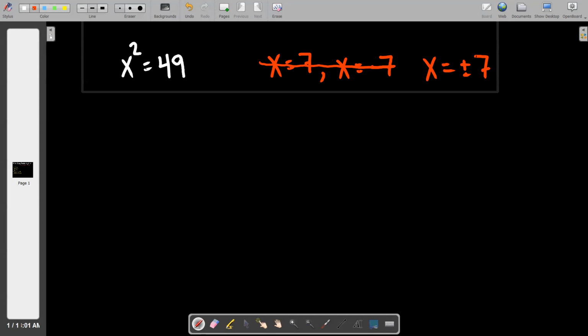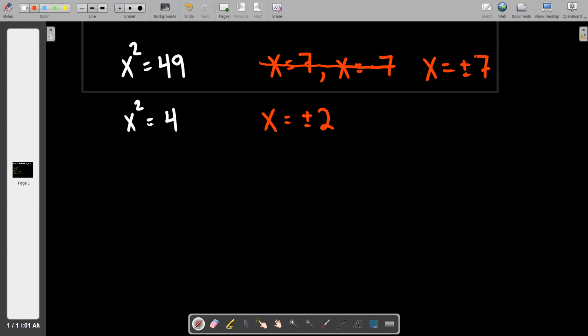So let's do another one. x squared equals 4. What is x? So ±2. I say get used to writing that symbol today. Remember that 2 when you square it equals 4, and -2 when you square it also equals 4, right?